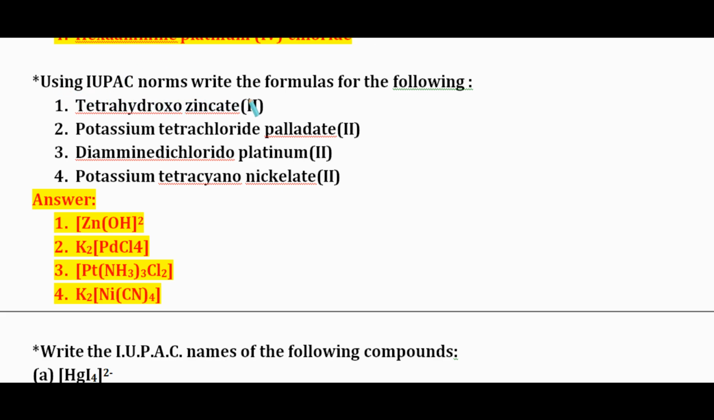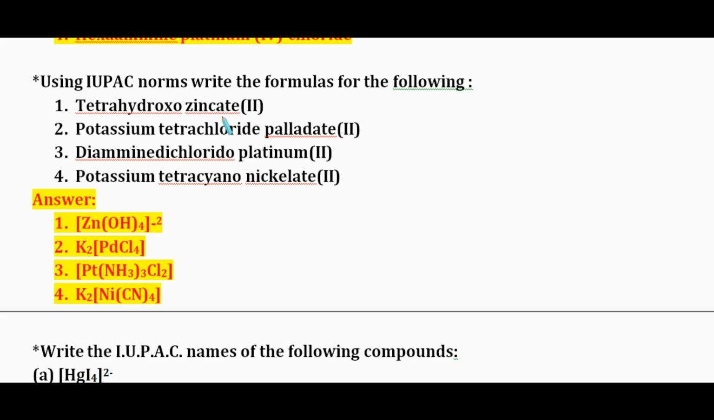Using IUPAC norms, write the formulas for the following. Now there is a word for which we will write the formula. This is tetra, it means 4. Then hydroxo, this is OH. Zincate, this is Zn and 2, that is -2.